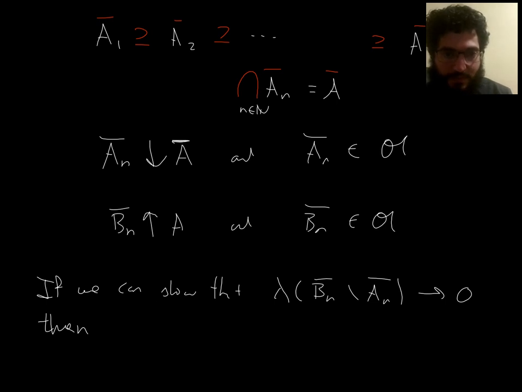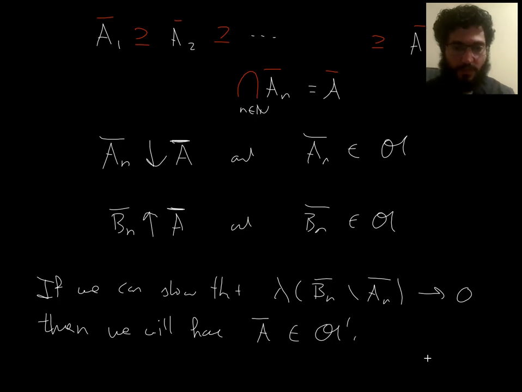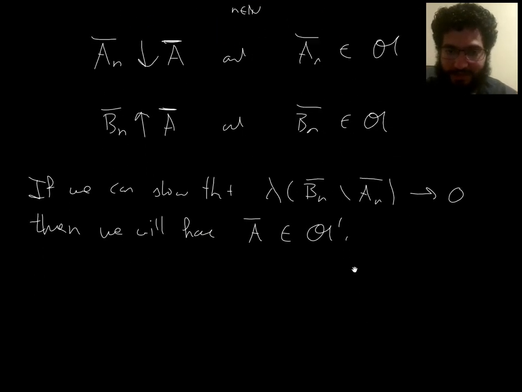I'm sorry, this is A bar here. That's the whole point. We're trying to show A bar is Jordan measurable, right? So if we can show this, then we will have A bar is Jordan measurable, which is what we want. Okay, so let's think about these relative complements, B_n bar minus A_n bar.